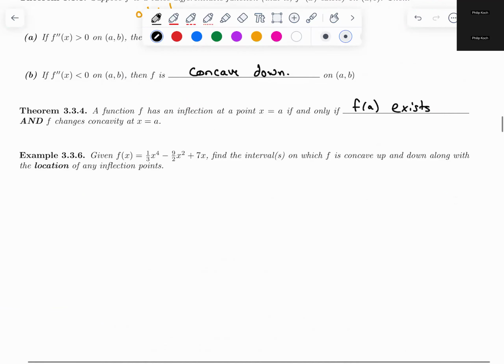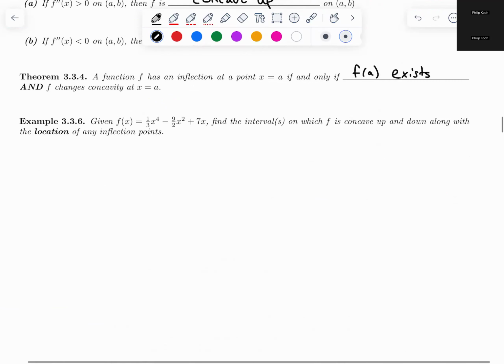Much like with a relative extrema, right? In order for it to be a critical value, the function needs to exist there. So, find the intervals on which f is concave up and down along with the location of any inflection points. So very similar, but slightly different.